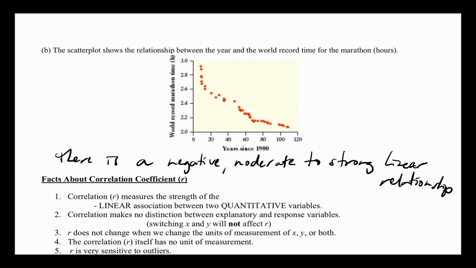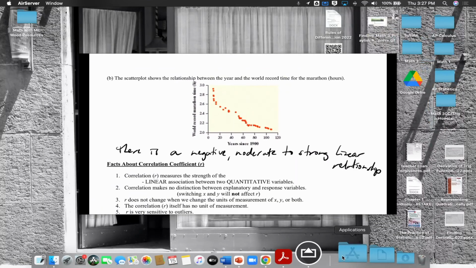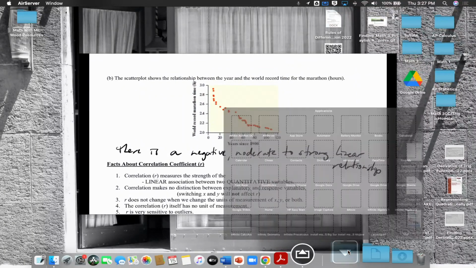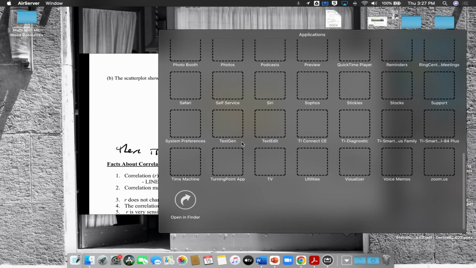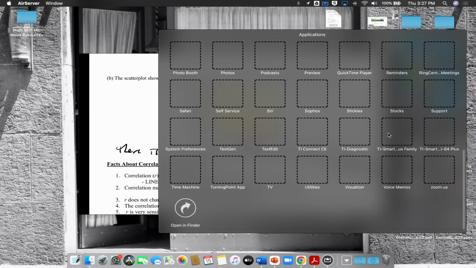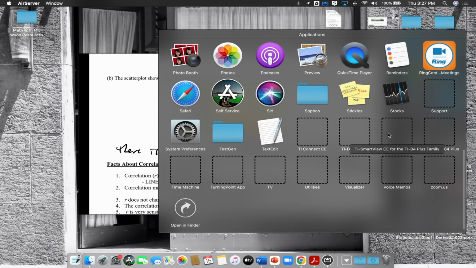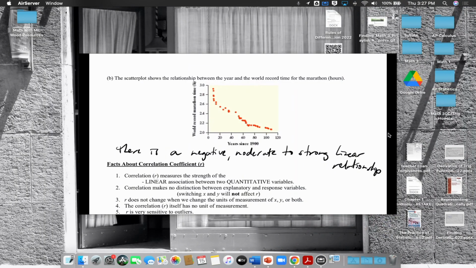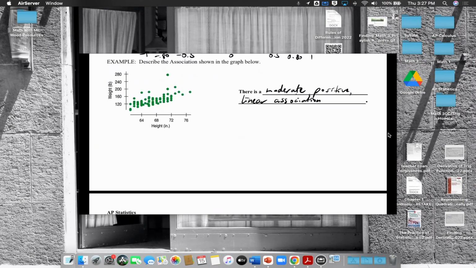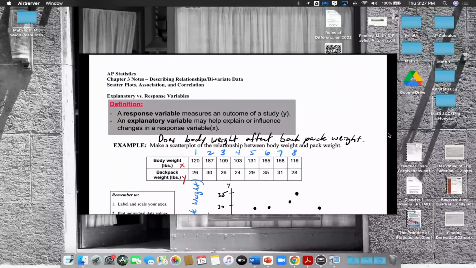Okay, last thing I want to do. This won't take that long. Calculators. Get your calculators out, go to your list. We're going to put two lists in there. We're going to create a scatter plot. That's what we're going to do right now.